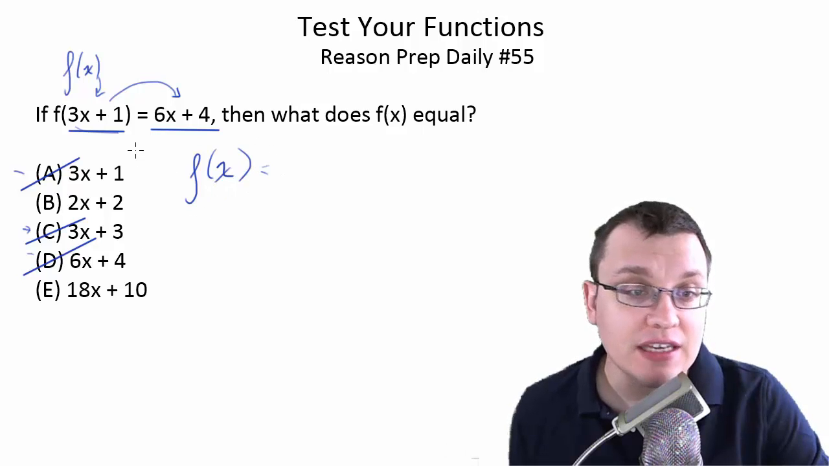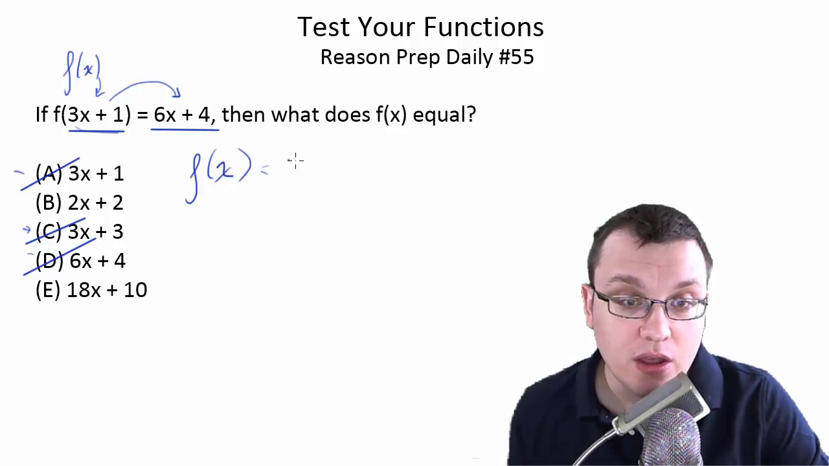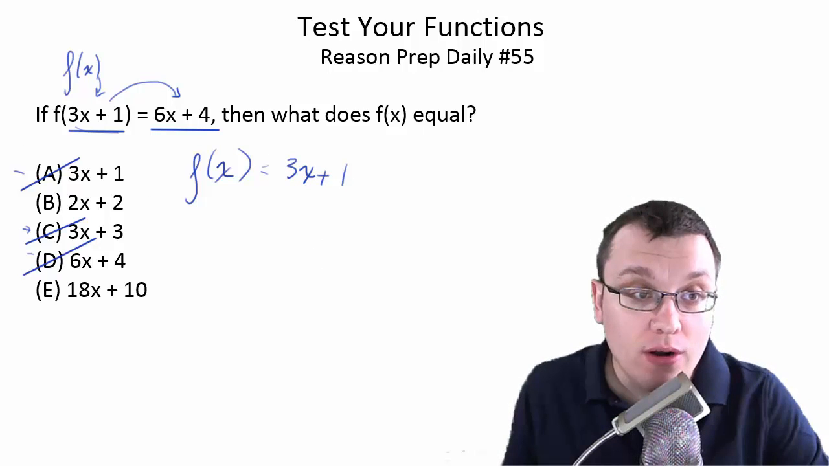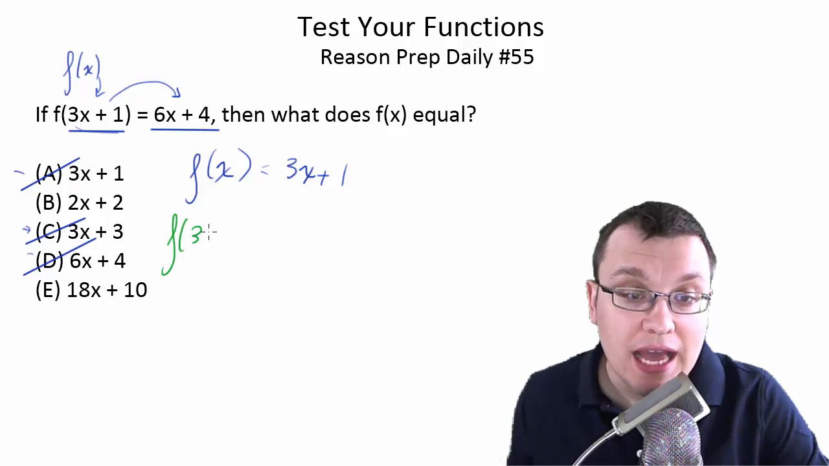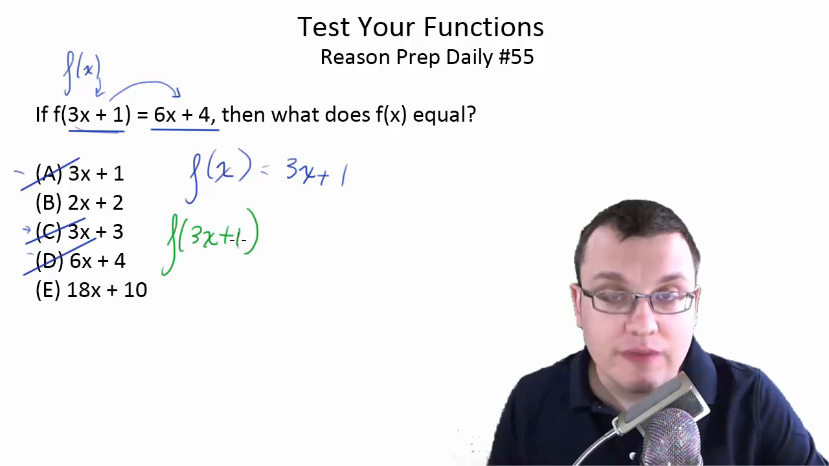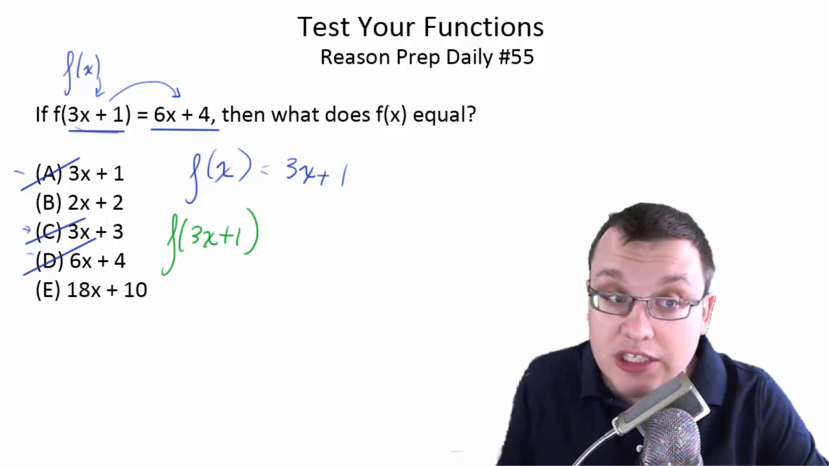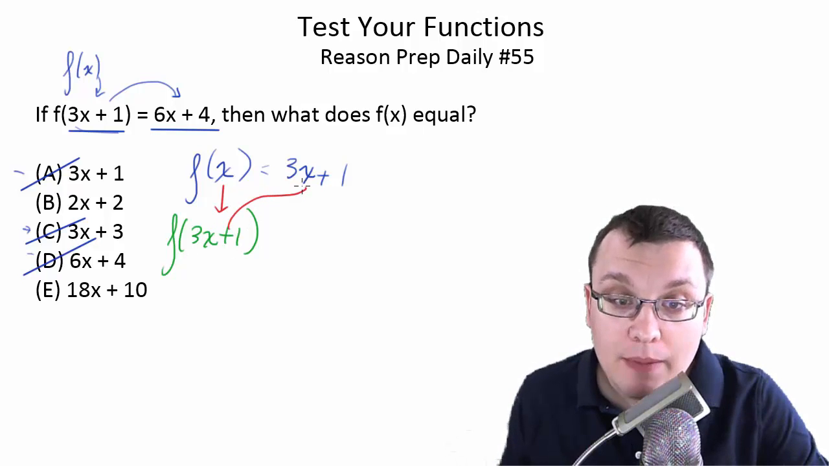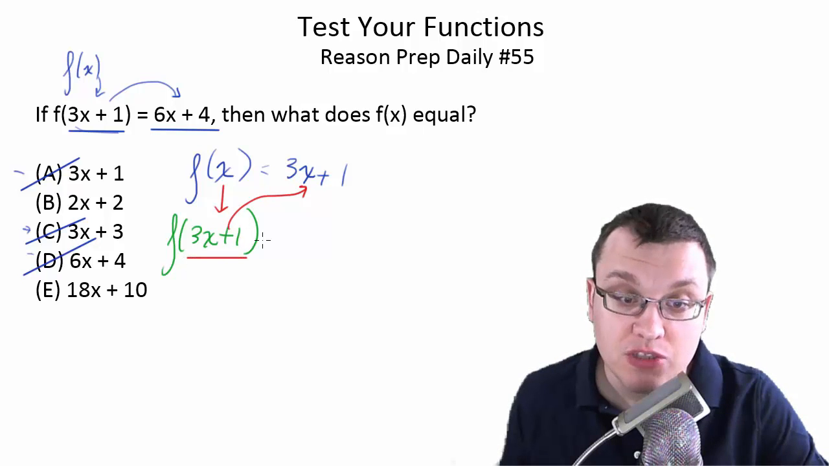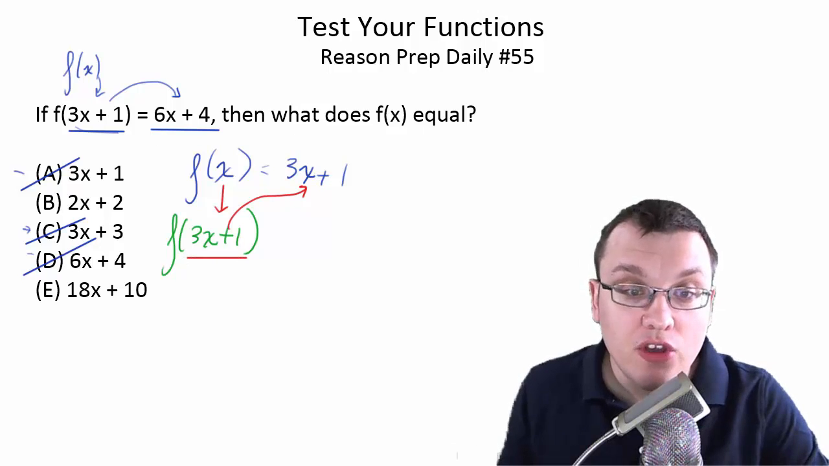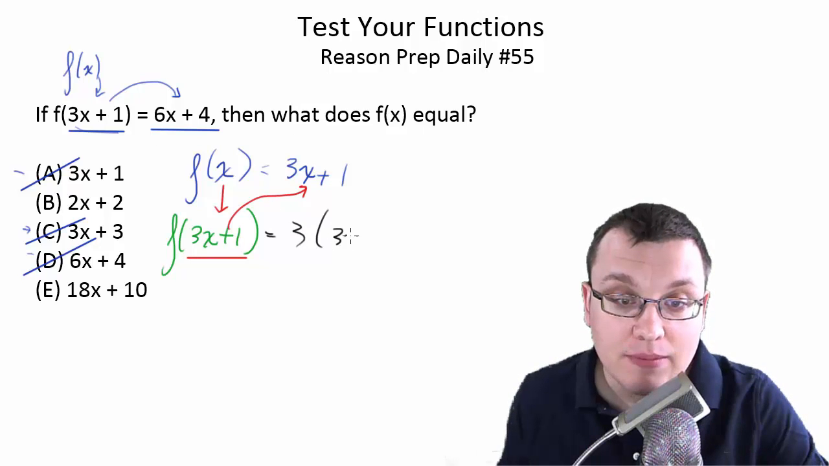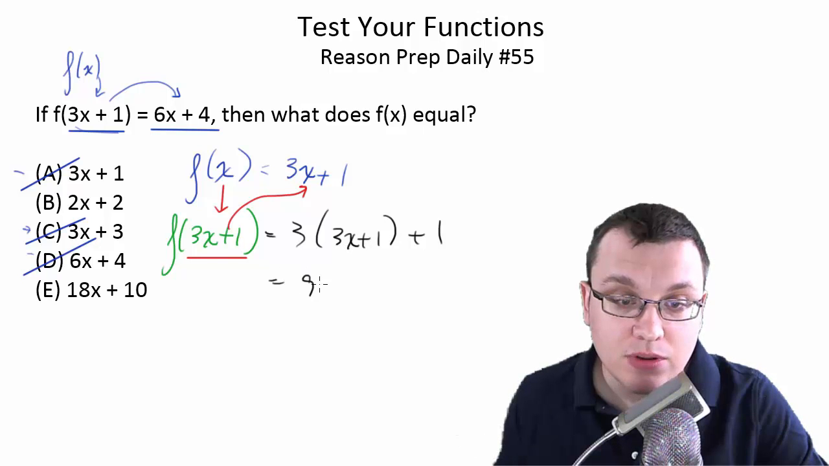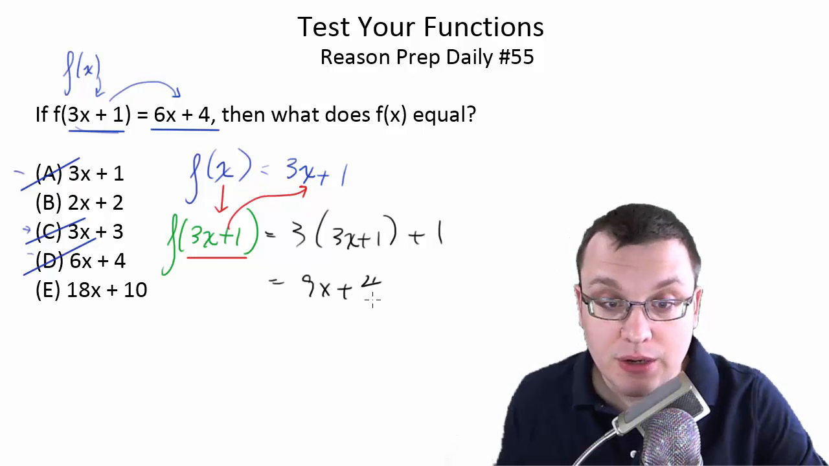Let's pretend f of x is equal to 3x plus 1. What happens if I then ask for f of 3x plus 1? Remember what we've said in previous videos about symbolic functions. It's really just pattern matching. Since I've replaced x with 3x plus 1, I'm going to replace x with 3x plus 1 in the function. So in this case, I would get 3 times 3x plus 1 plus 1. This would be 9x plus 3 plus 1, so 9x plus 4.